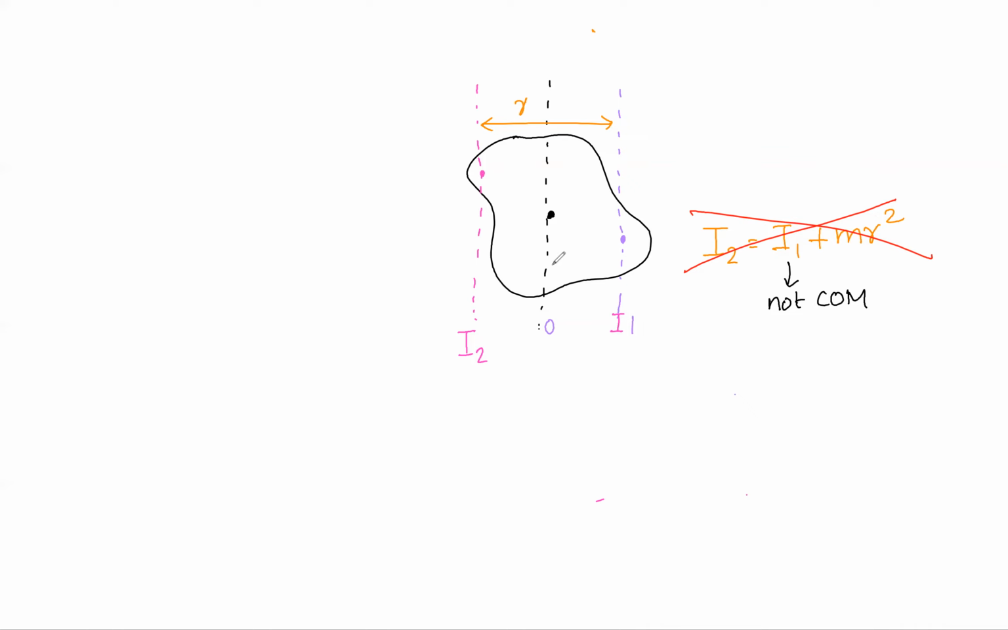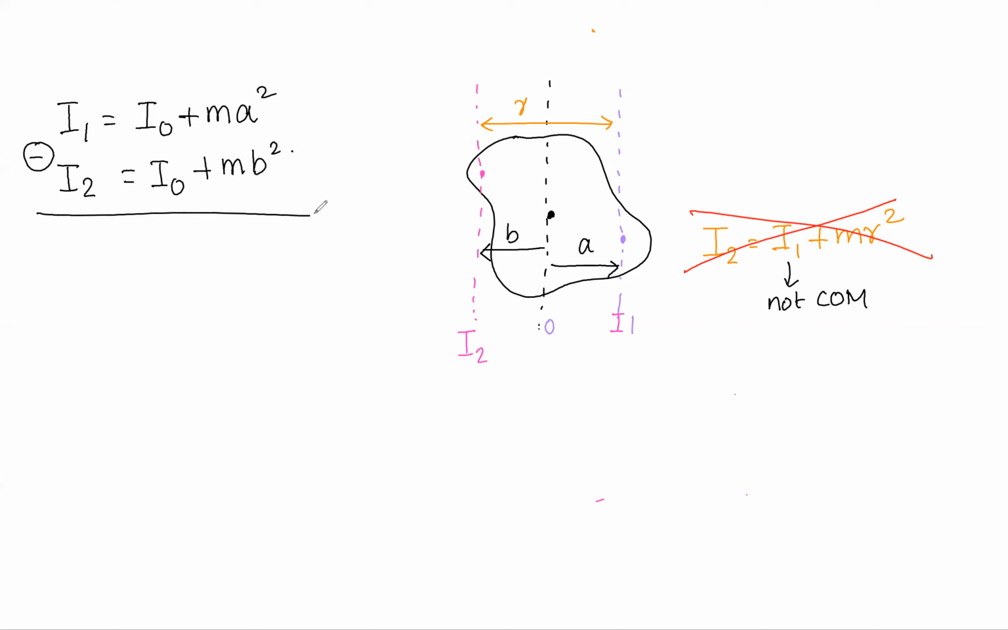क्या कर सकते हो? You can find out this distance A. Actually, this distance will be given to you. You can find out this distance B. And then you can start writing that I1 is equal to I0 plus MA square. अगर हमें I0 पता होता तो I1 is equal to I0 plus MA square. What is I2? I2 is equal to I0 plus MB square. Now you subtract both of it. So you can just directly write I2 minus I1 is equal to MB square minus MA square.